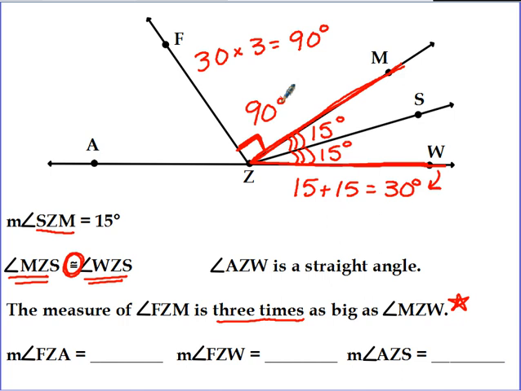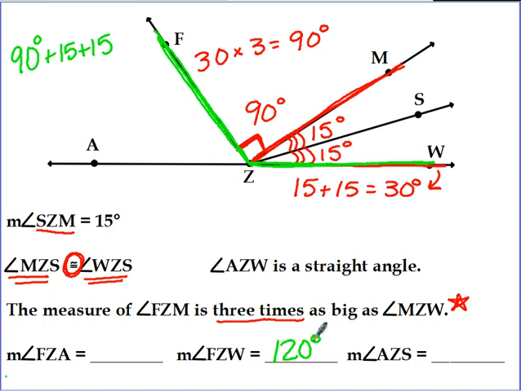Okay? And so now for this last 3 at the bottom, they ask us some questions here. FZW, the one in the middle. I'll just use a different color. So green. FZW, I'm starting with the one in the middle. FZW is that green angle there. To find that, I'm just going to add 90 plus 15 plus 15, which gives me 120 degrees for FZW.